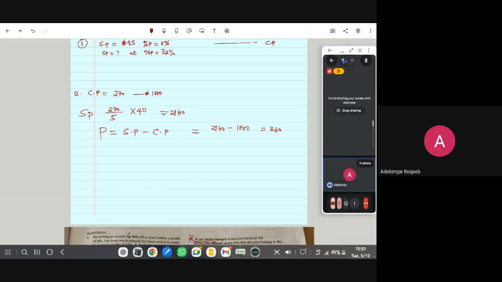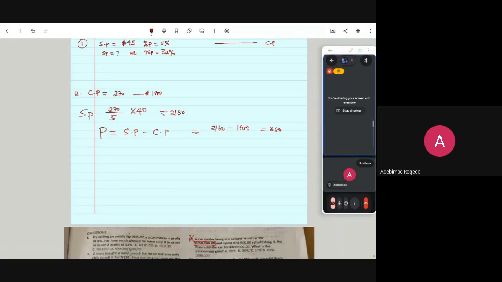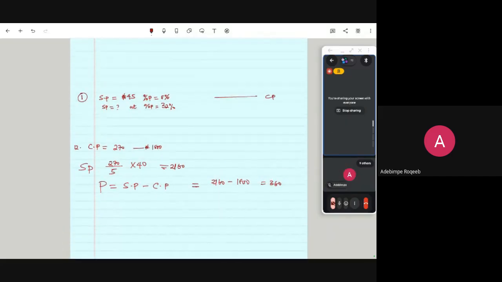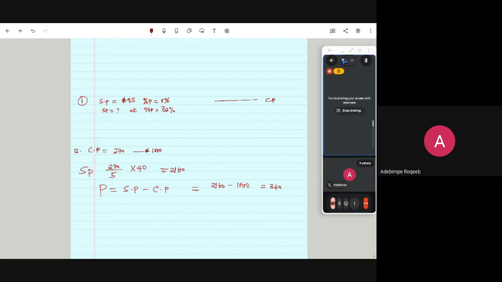I wasn't talking. I wanted you to read the question and tell me if you understood before we continue. So by selling an article for 45 naira, the man is going to make a profit of 8%. How much was that thing before he made that profit of 8%? Do you understand the question? So we need to get the cost price.